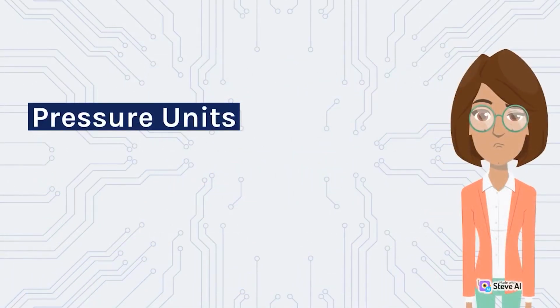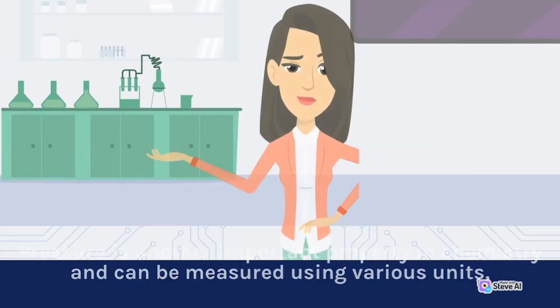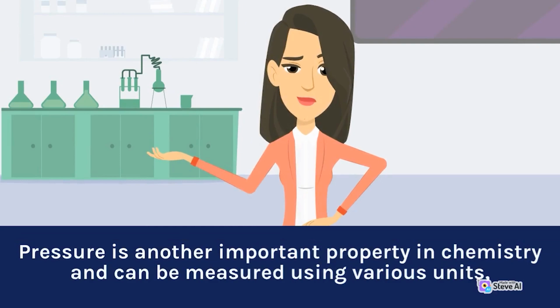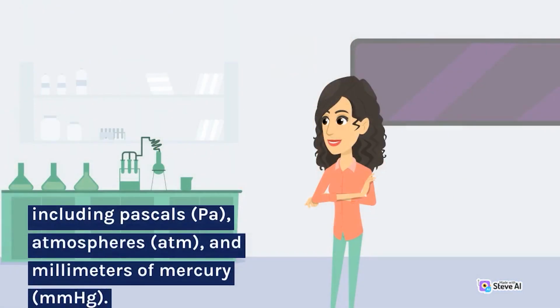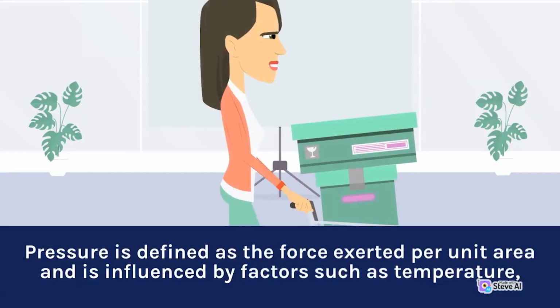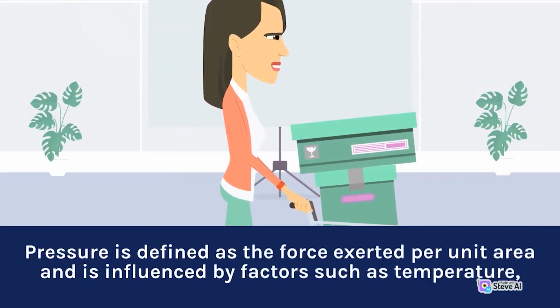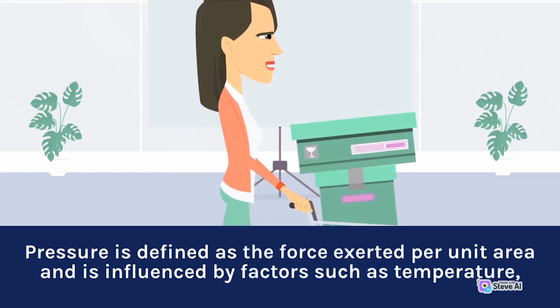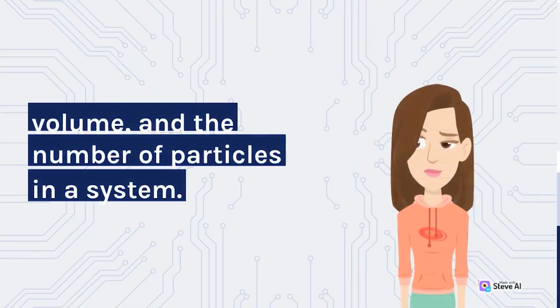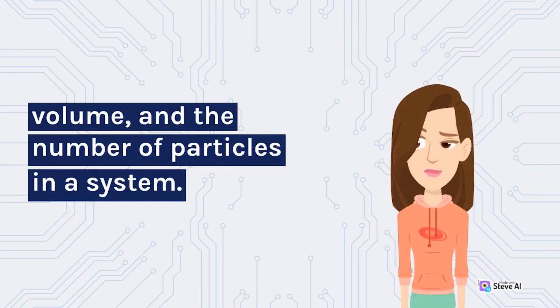Pressure units. Pressure is another important property in chemistry and can be measured using various units, including pascals, Pa; atmospheres, atm; and millimeters of mercury, mmHg. Pressure is defined as the force exerted per unit area and is influenced by factors such as temperature, volume, and the number of particles in a system.